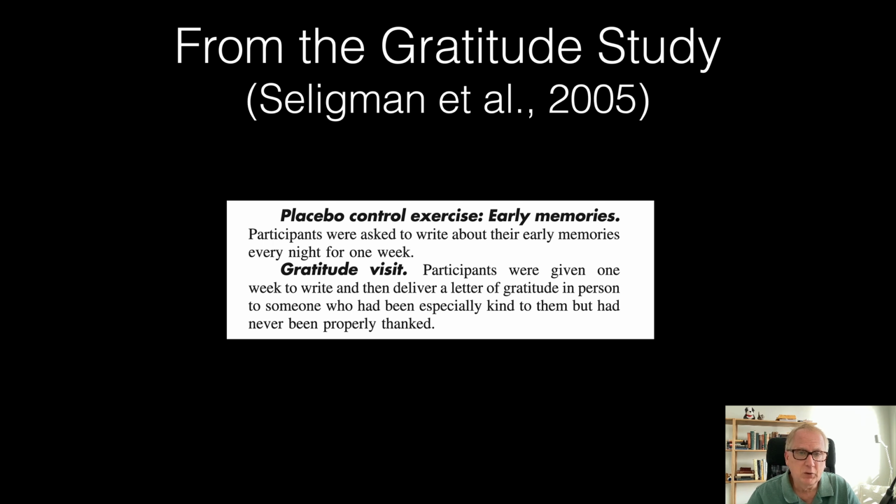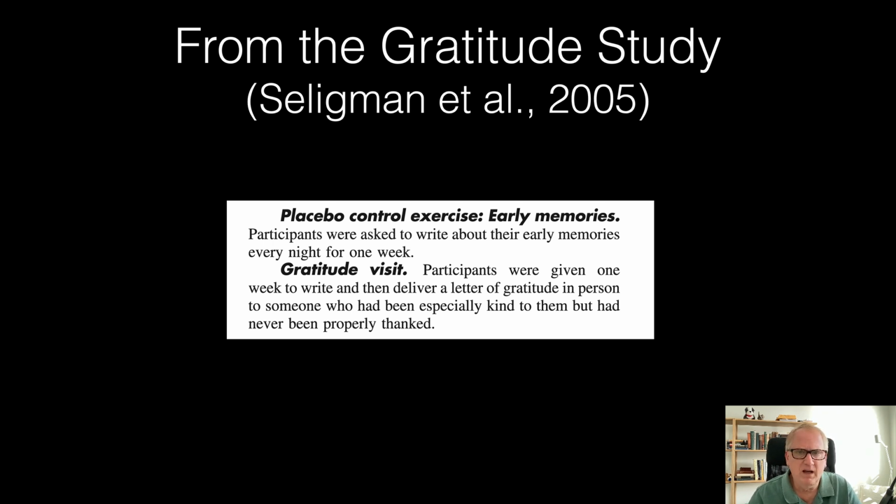So in the control condition, they called the placebo control exercise, participants were asked to write about their early memories every night for 1 week. But in the experimental condition, the gratitude condition, participants were given 1 week to write and then deliver a letter of gratitude in person to someone who had been especially kind to them, but had never been properly thanked. So that's how Seligman and his colleagues decided to manipulate this independent variable, to look at expressions of gratitude in the experimental condition and then have a way of comparing that in the control condition.